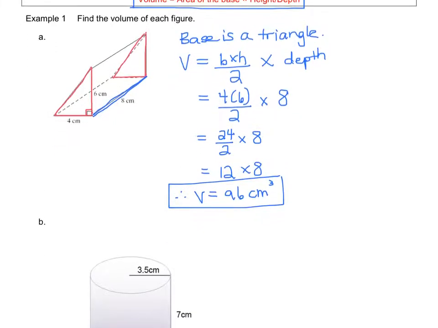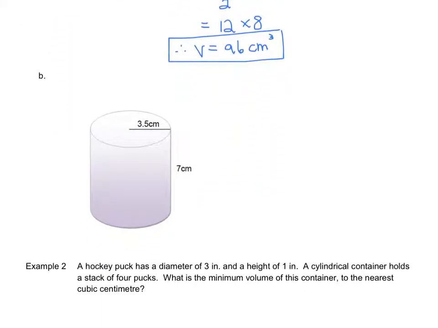Moving on to the next one. Now we have a cylinder. The cylinder has a radius of 3.5 centimeters and a height of 7 centimeters. Remember, finding the volume of a cylinder is exactly the same as finding the volume of a prism, in that we are going to find the area of the base and multiply it by the height. In this case, the base is a circle, and the area of a circle is pi r squared, and then we're going to multiply that by the height.